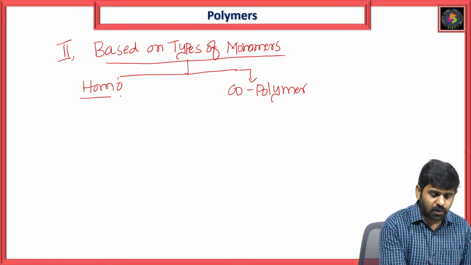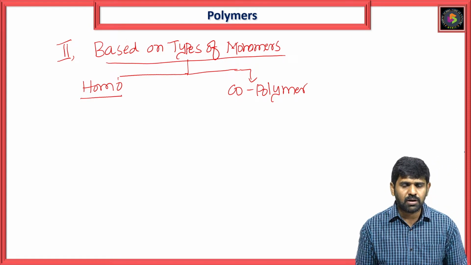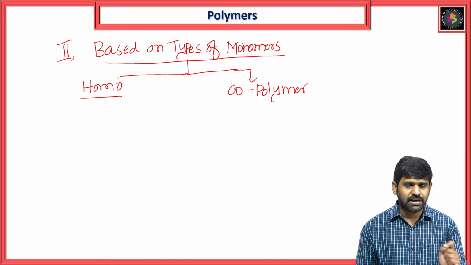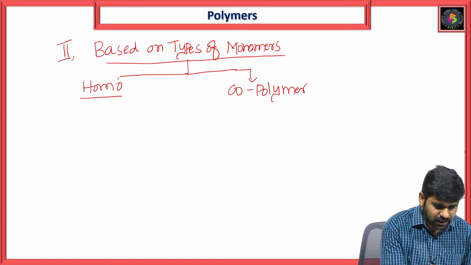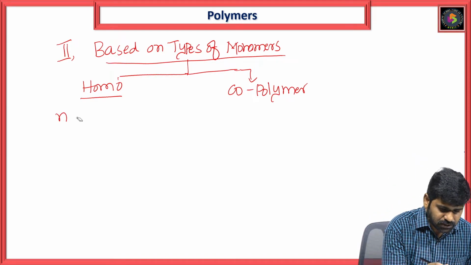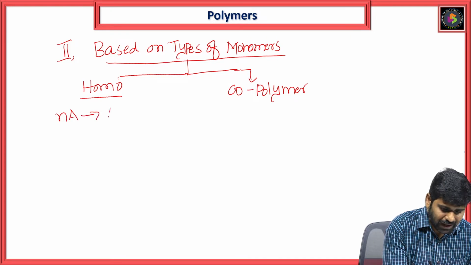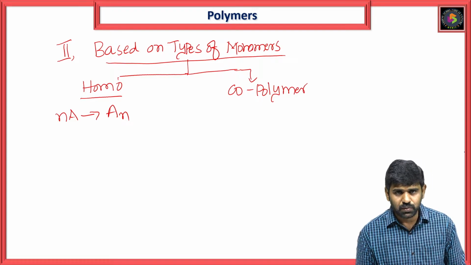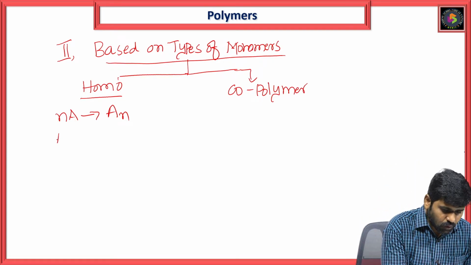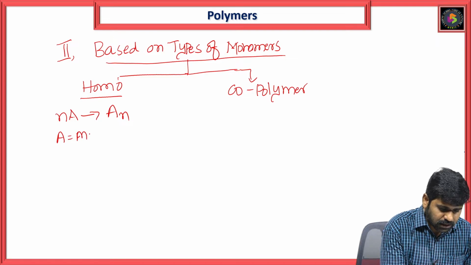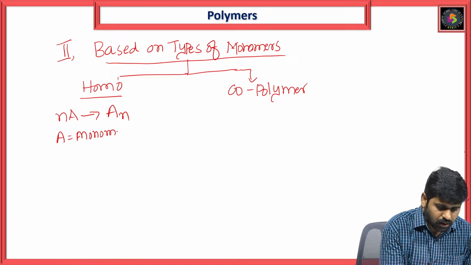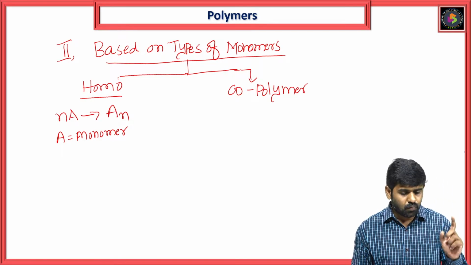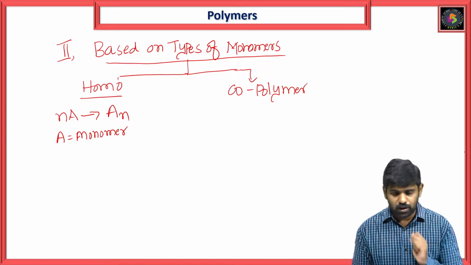A homopolymer is formed by the polymerization of one type of monomer. That is, nA gives rise to An, where A is equal to monomer. So it is formed by the polymerization of one type of monomer: homopolymer.